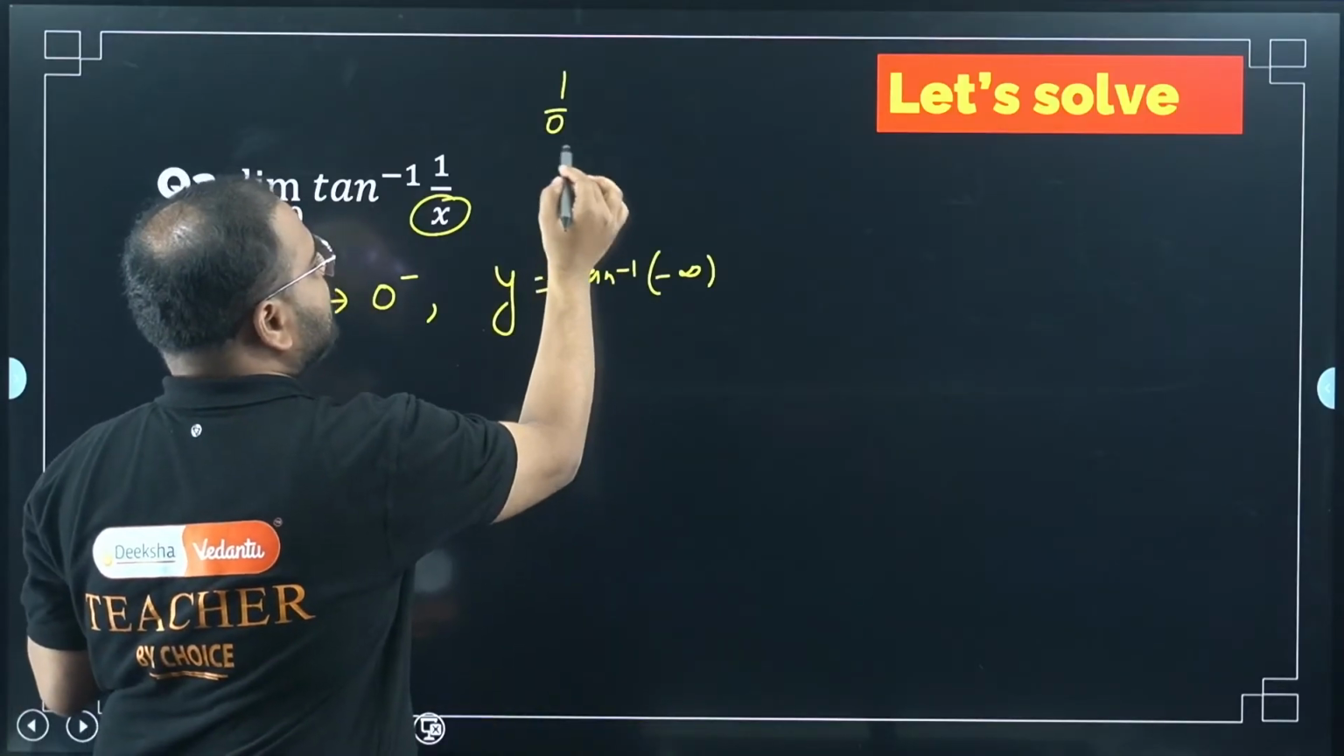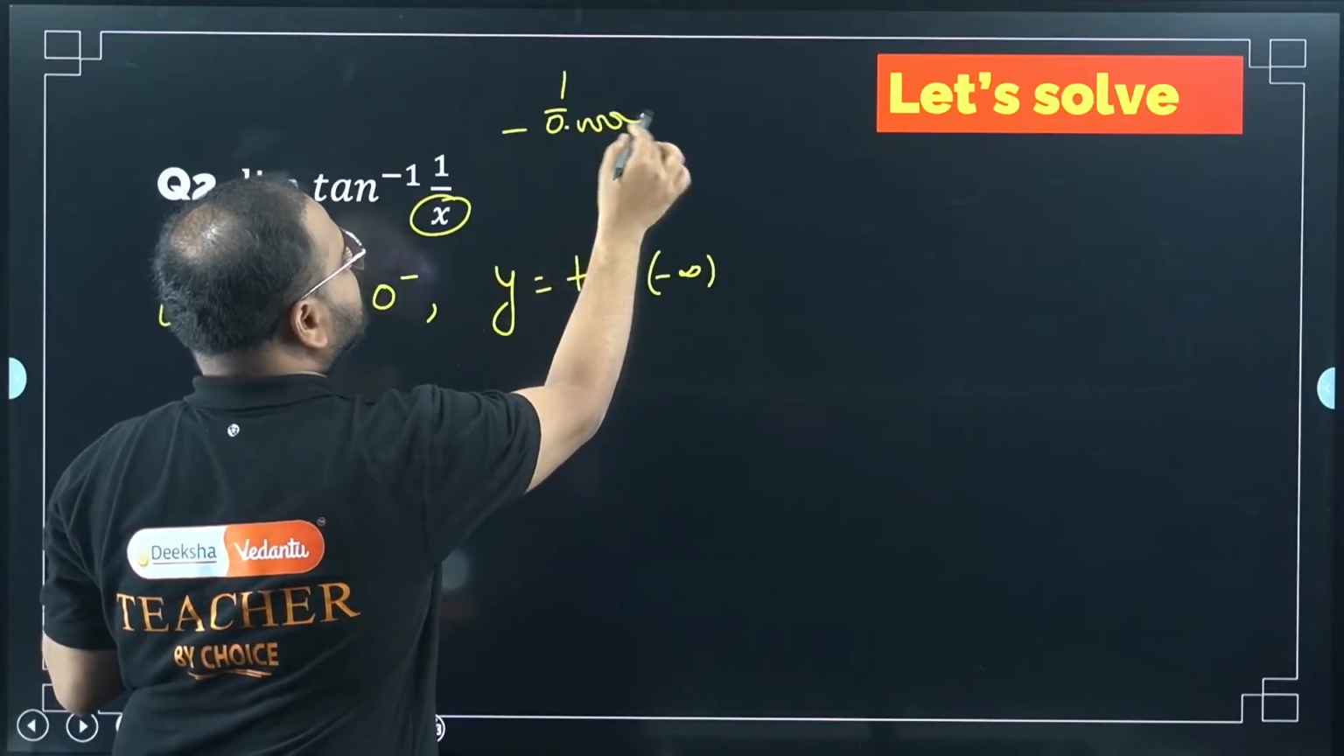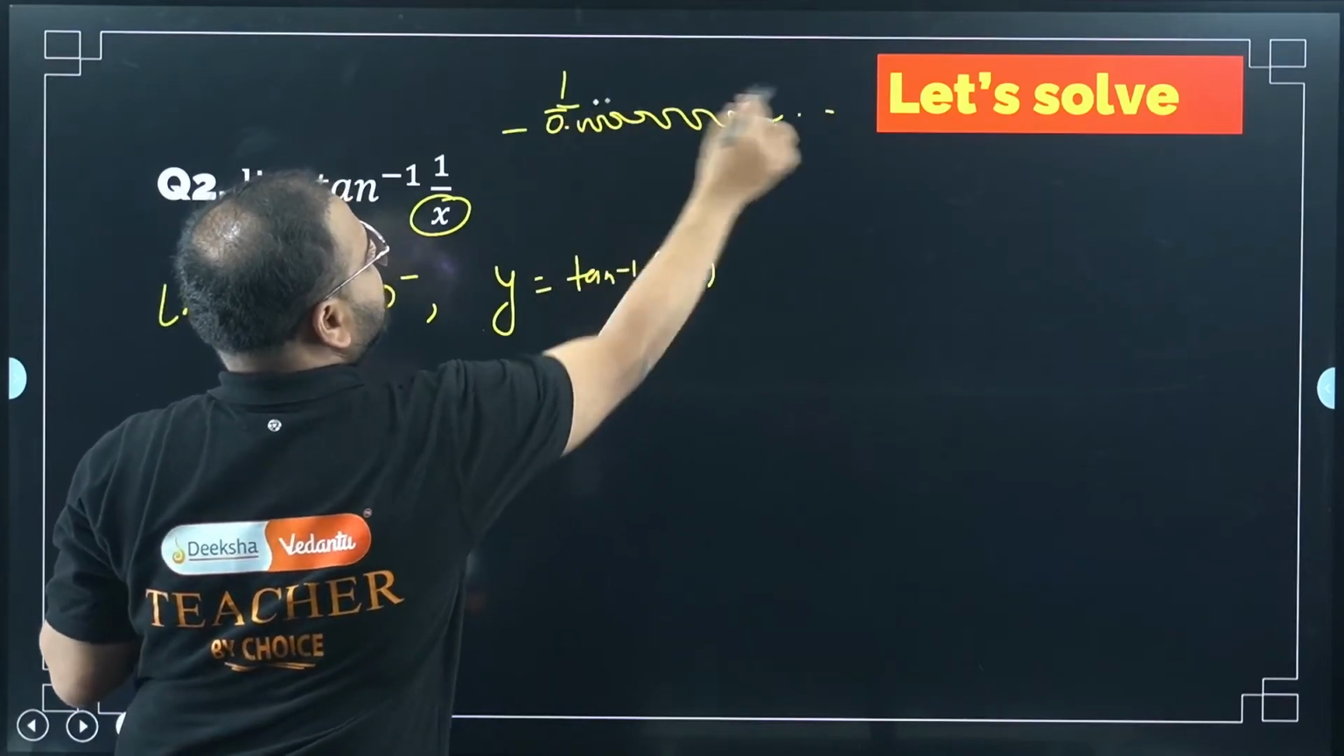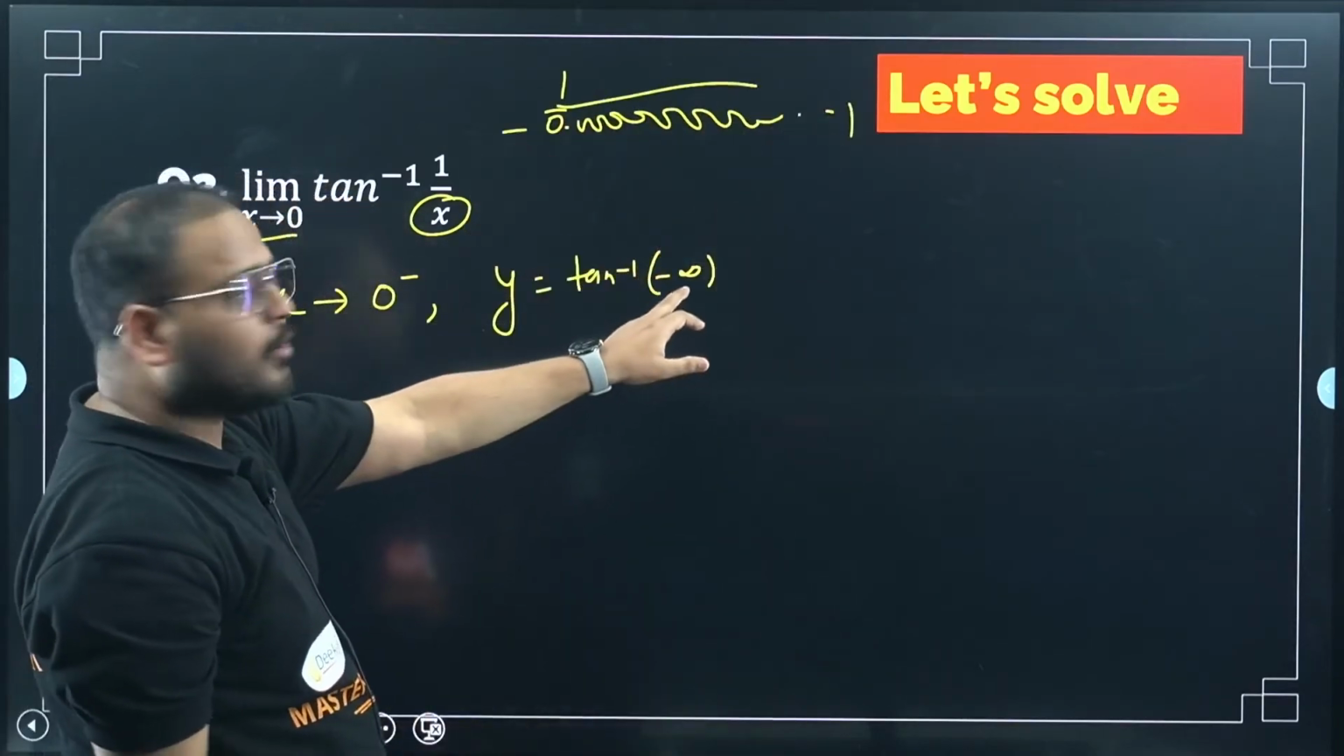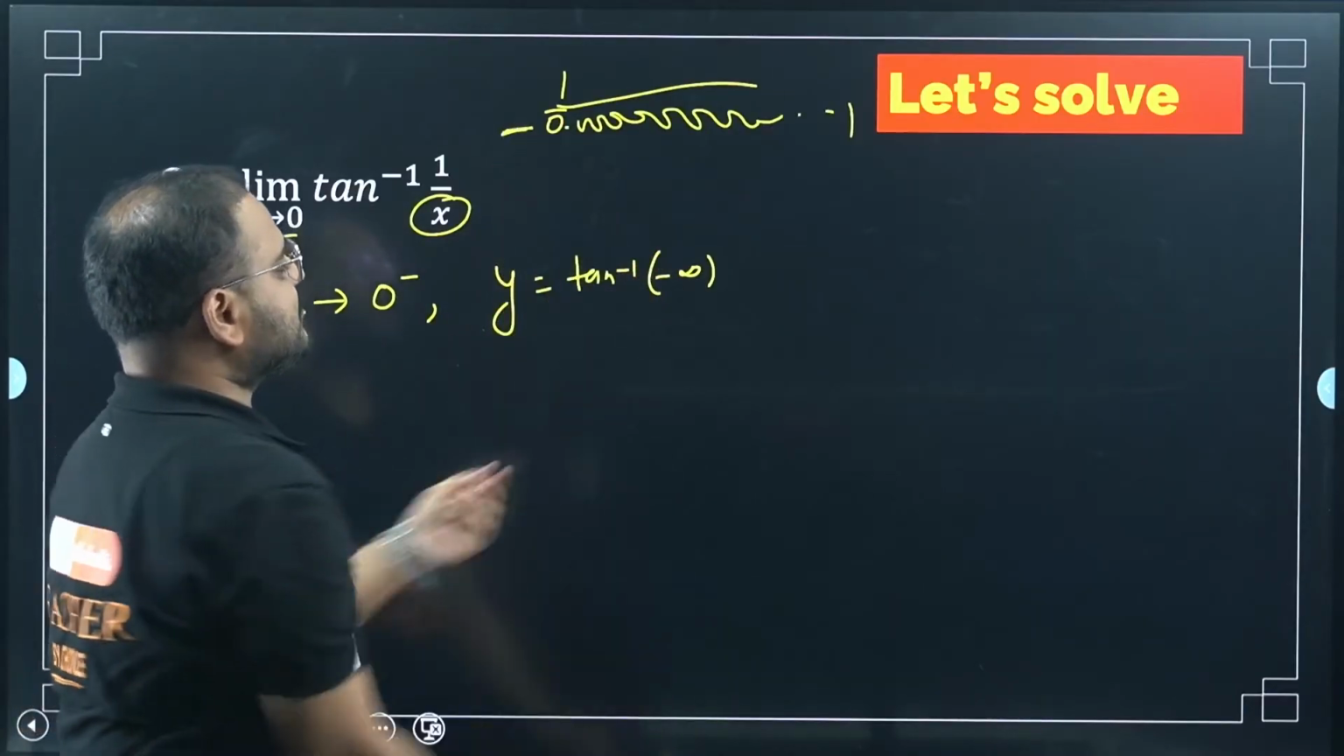But it is not 0. It is nothing but 0.0000000, somewhere like this, 1. So it is going to be what? Infinity only. But which side? A minus sign is there, so negative infinity.